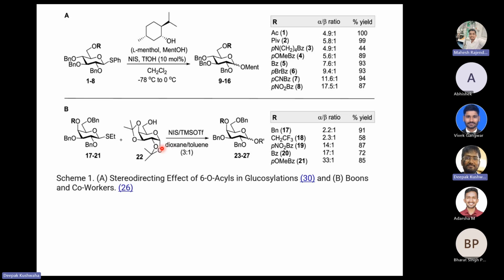So they believe that the moment reactivity is increasing, that reactivity is getting controlled by the electronics of the protecting group at the particular position. Like in the case of glucose, they have observed it is more controlled by the C6 position, but in the case of galactose, it is more from the C4 position.